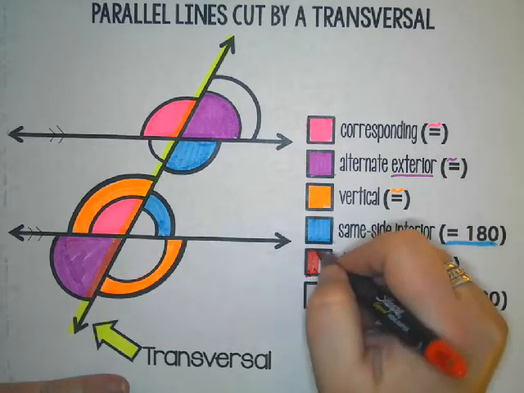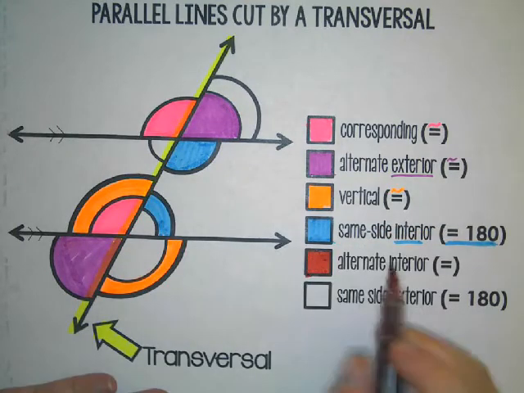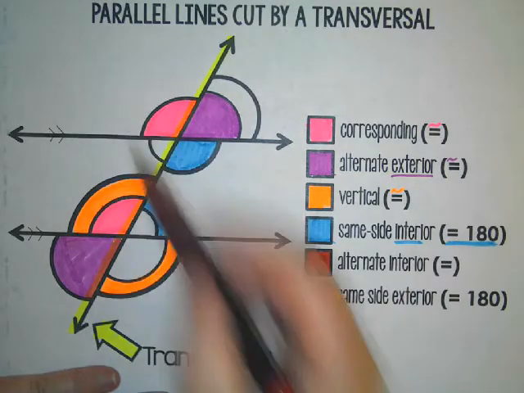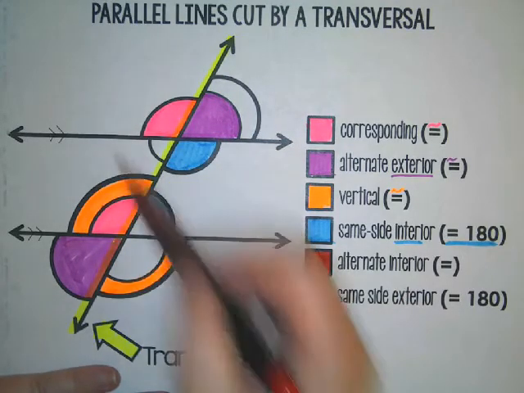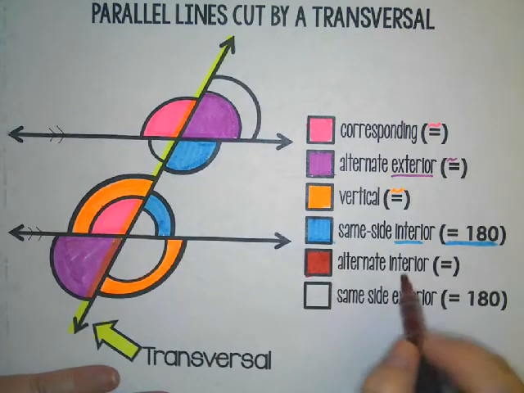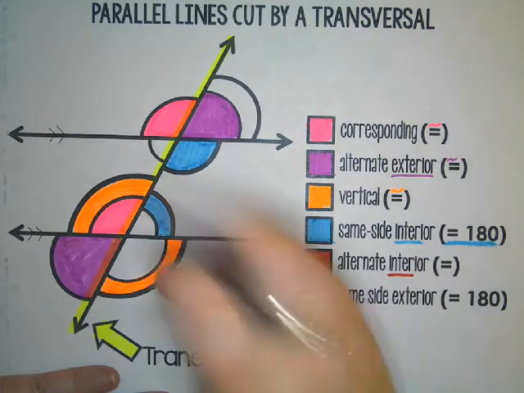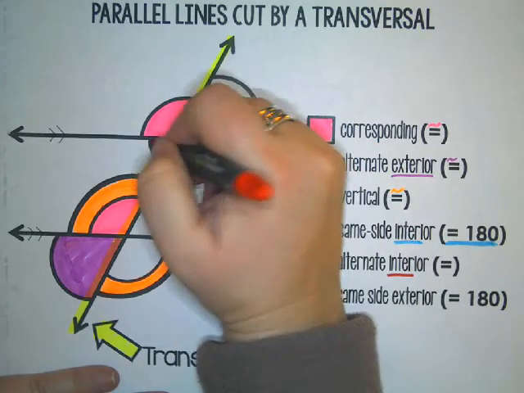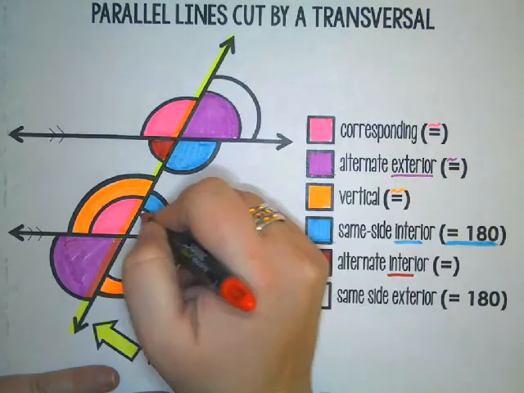All right, two to go. This one I'm going to make red. These are alternate interior. So they alternate this time. They're across the transversal. They're across that. And they are inside the parallel. So again, inside the parallel. And they are alternate or opposite of each other. So there's this one.